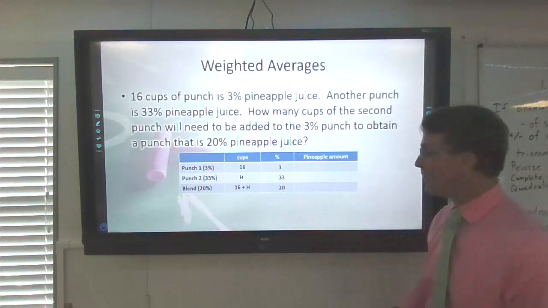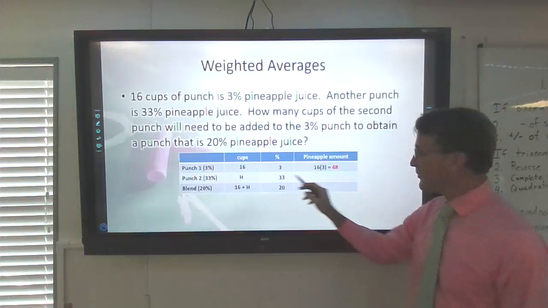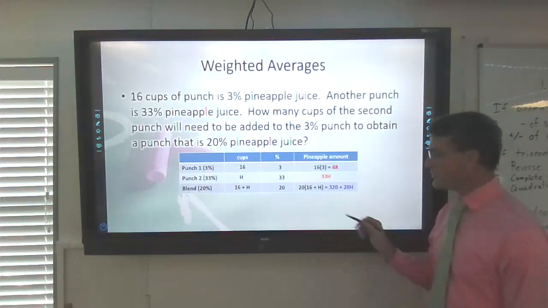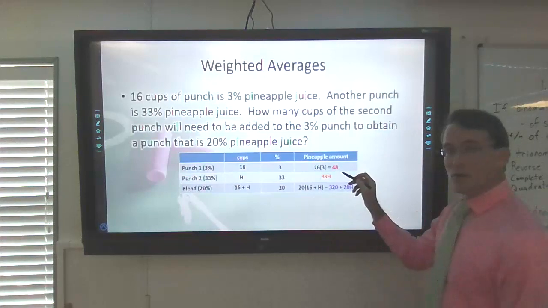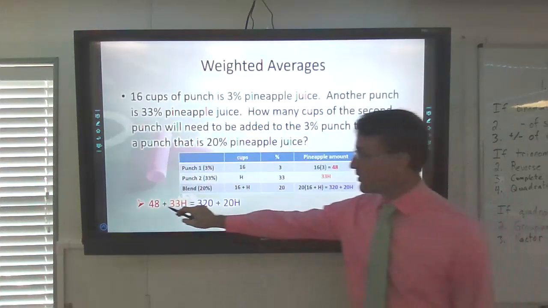You'll still get the same value. So I have 16 times 3, which gives me 48. Here I have 33 times H, and here I have 20 times (16 plus H), which if I distribute gives me 320 plus 20H. I know that these two cells right here added together should give me that third one, so that's where I set up my equation.